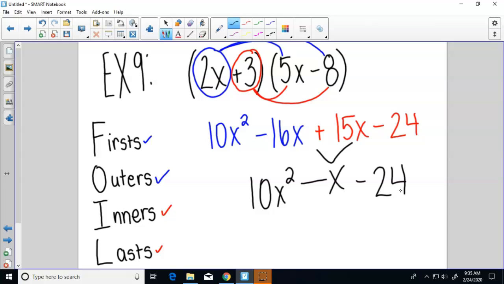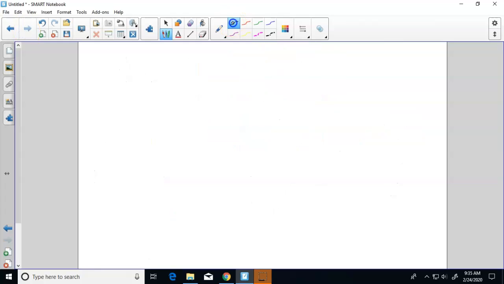Now, the reason I do not teach the FOIL method anymore, I used to, because that's the way that I was taught how to multiply these. The reason why I don't teach this as the FOIL method anymore is because the FOIL method only works if you're doing a binomial times a binomial. 2 terms times 2 terms. But sometimes we get problems that are going to look like this one. Example 10 here.